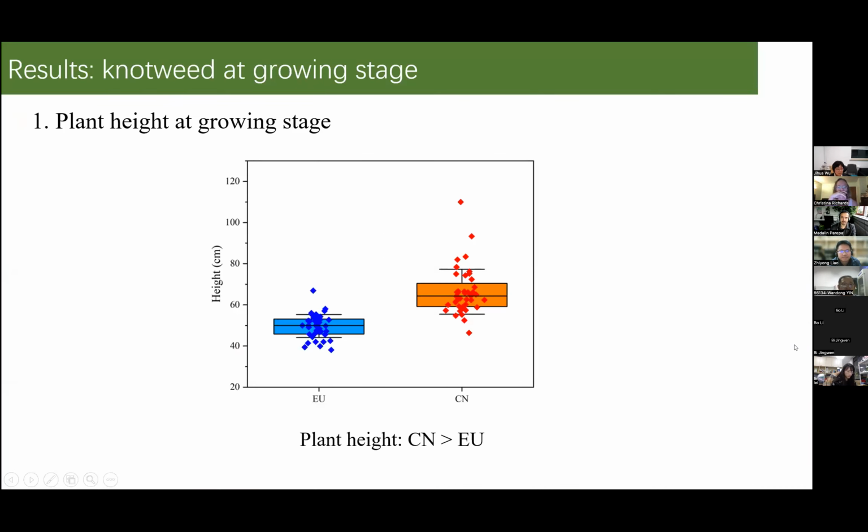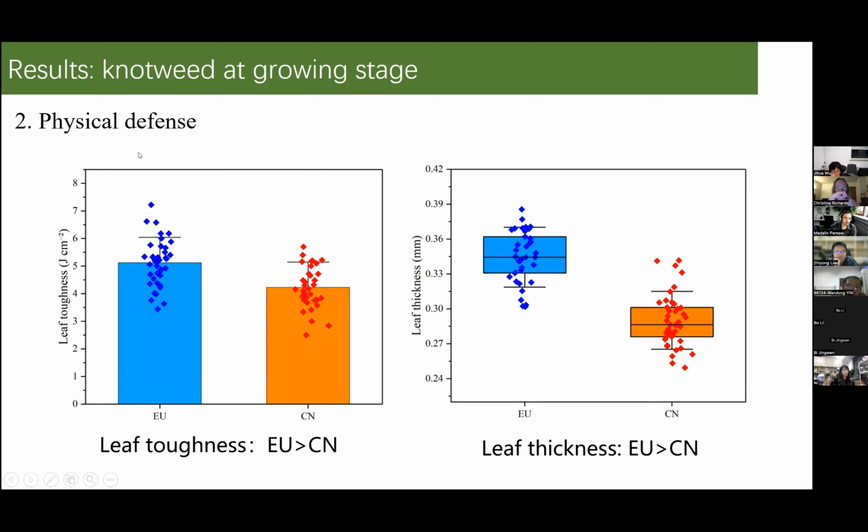And look at the results. This is results about the growing stage. We found that the Chinese population, their height is higher than the European population. Then the physical defense, we collected the leaves and measured their toughness and thickness. We found that the European population, their leaf toughness and leaf thickness is larger than the Chinese populations.